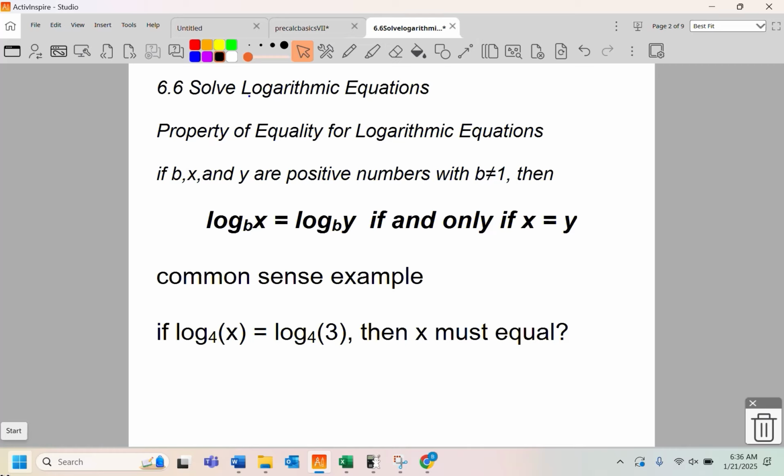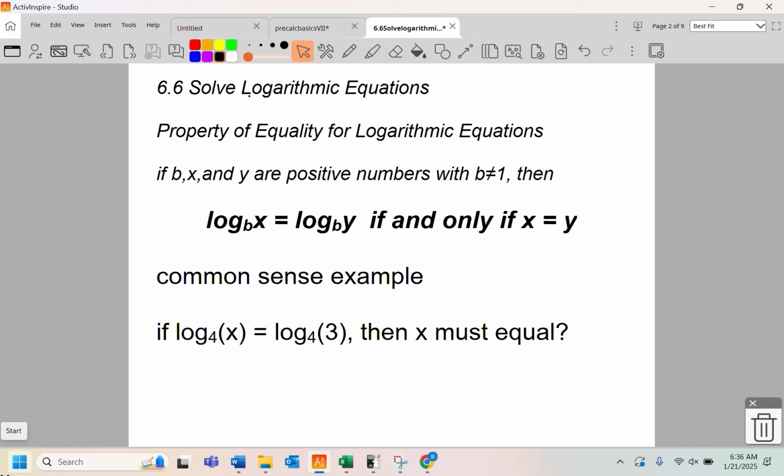That's all it says. So if b, x, and y are positive numbers, so long as b is not 1, because that would be weird, or 0, then the following must be true. You can't have base 0. But anyway, let's plug in and do this example here. This won't take us too long.